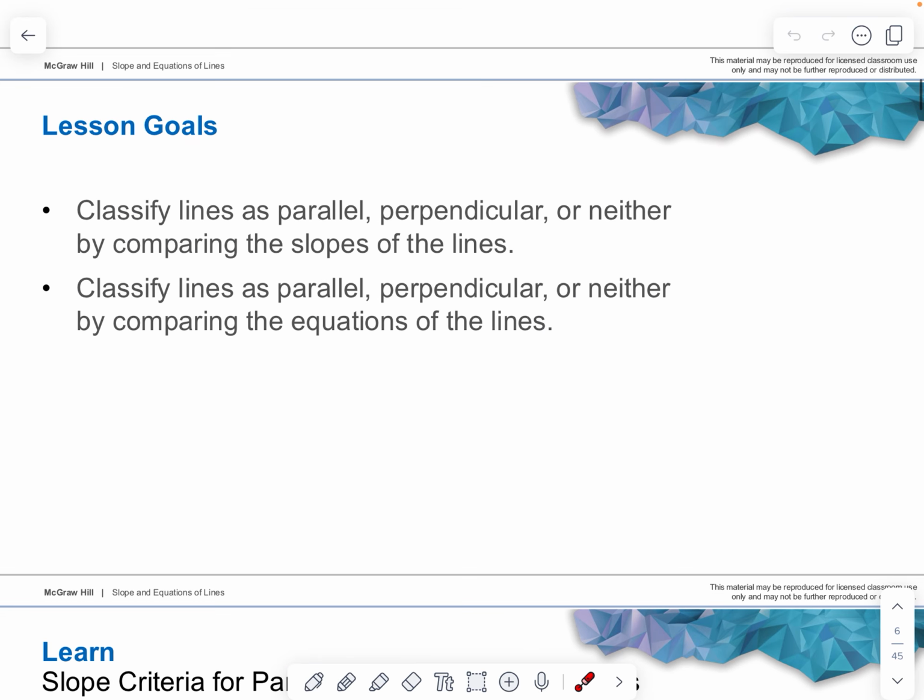Our goal is to classify lines as parallel, perpendicular, or neither by comparing the slopes of lines and by comparing the equations of lines. So we're going to take what we know about slopes and equations, and apply it to this parallel and perpendicular information that we've been looking at in this unit.